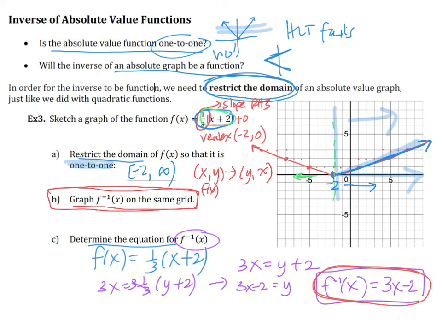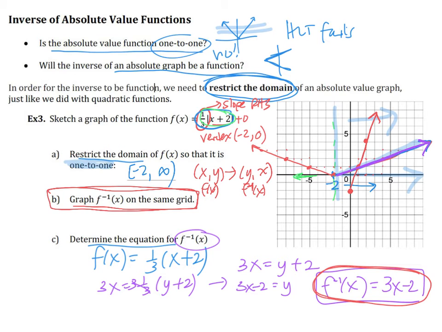This is the original function, so every point on its inverse function is switching those ordered pairs. So this point right here, -2, 0, would become 0, -2. And this point right here, 1, 1, well, switching 1, 1 just becomes 1, 1. And this point right here is 4, 2. So it's going to be 2, 4. So this is my inverse function in red. And this right here is the original function.